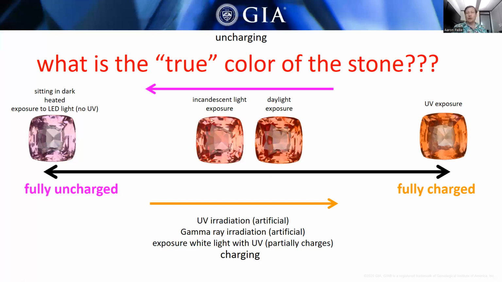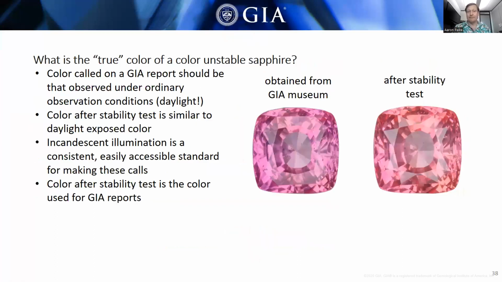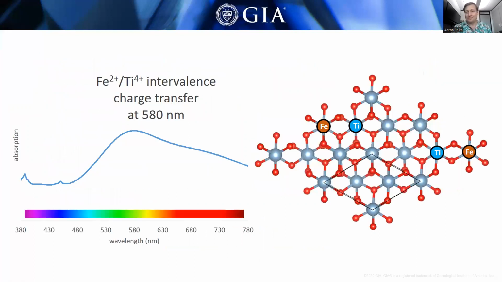So we use the color after the stability test, after that intense exposure to incandescent illumination, as essentially the true color of the stone, because on our reports that we issue for gemstones, we have to issue a color, and so we have to be able to choose what the actual color of the stone is. And so the stability test is our new standard for determining the true color of these tenebrescent sapphires. Oh, so I left this slide in twice.